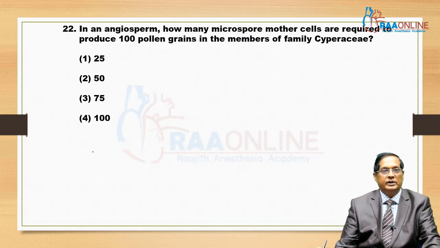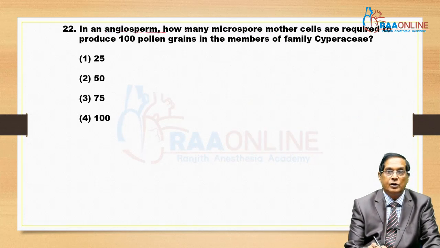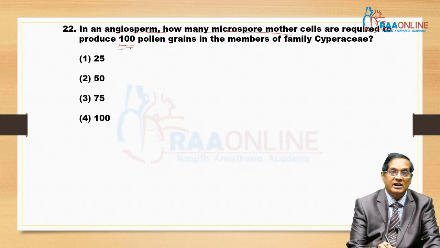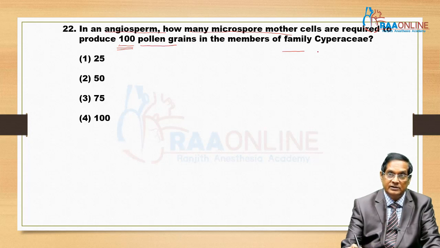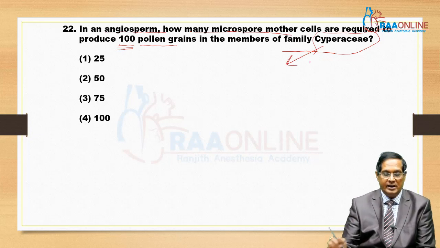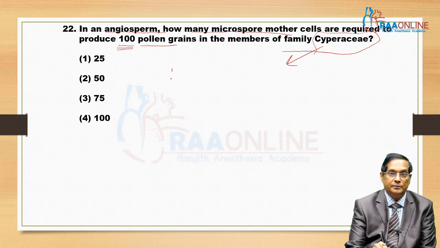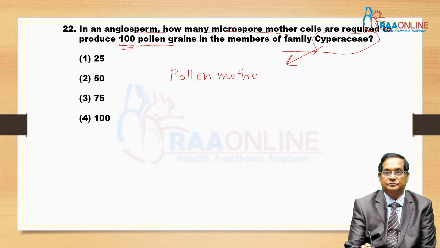Question number 22. In an angiosperm, how many microspore mother cells are required to produce 100 pollen grains, but it is in family Cyperaceae? This is a different case. Actually, 1 PMC, that is a pollen mother cell, usually produces 4 pollen grains or microspores by which process?